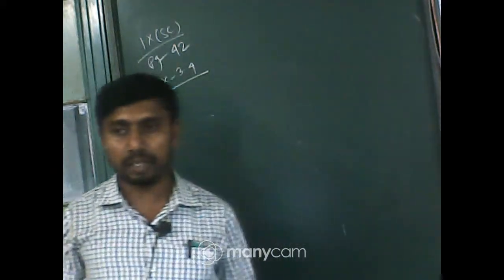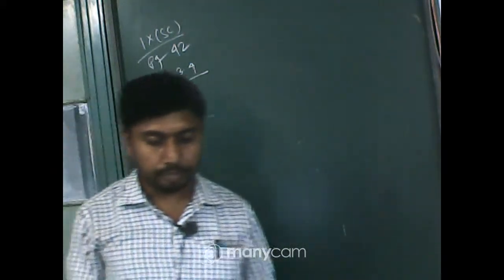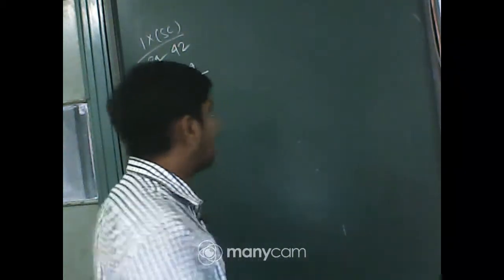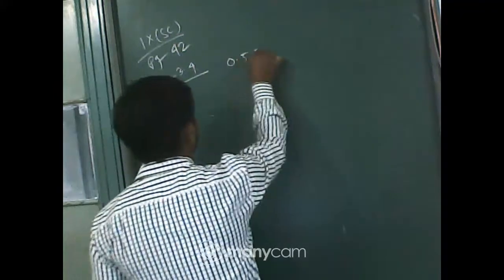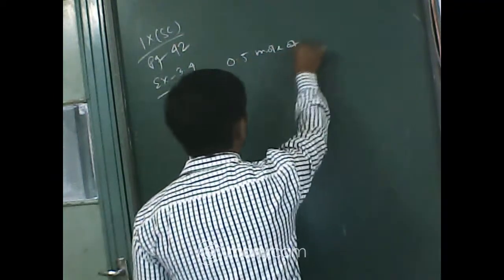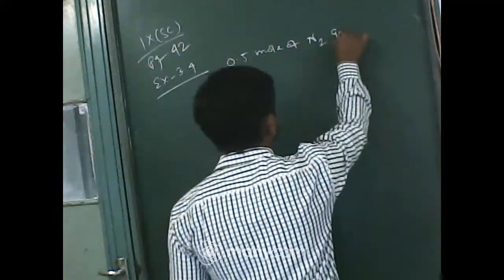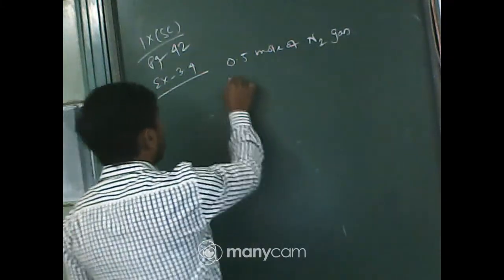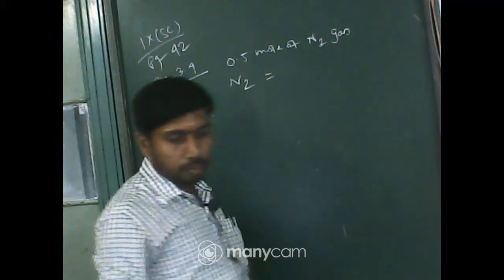Calculate the mass of the following. That is 0.5 mole of nitrogen gas. Now, 0.5 mole of N2 gas. Okay. Now, N2. What is the molecular mass of nitrogen?